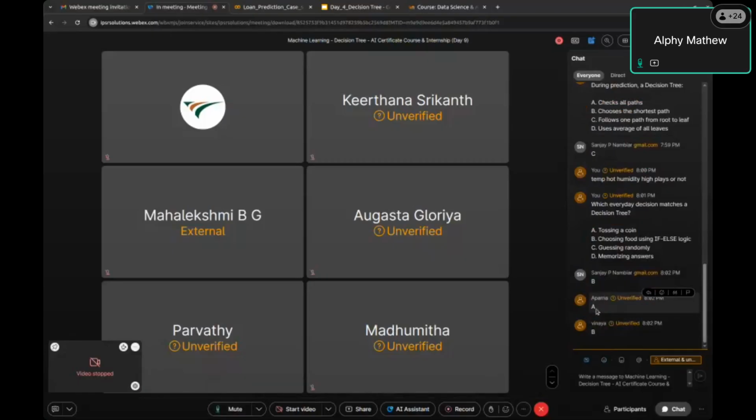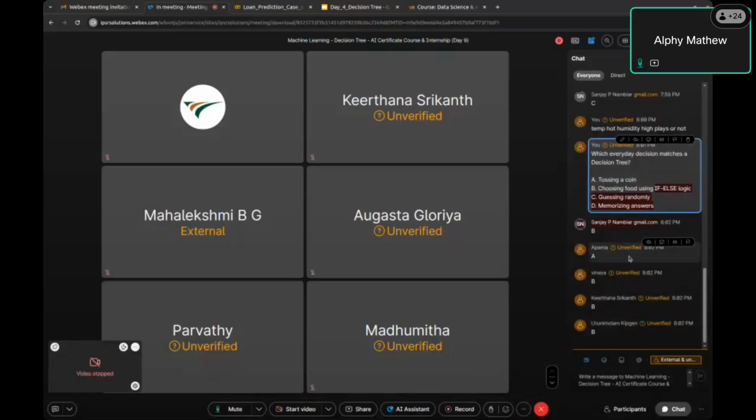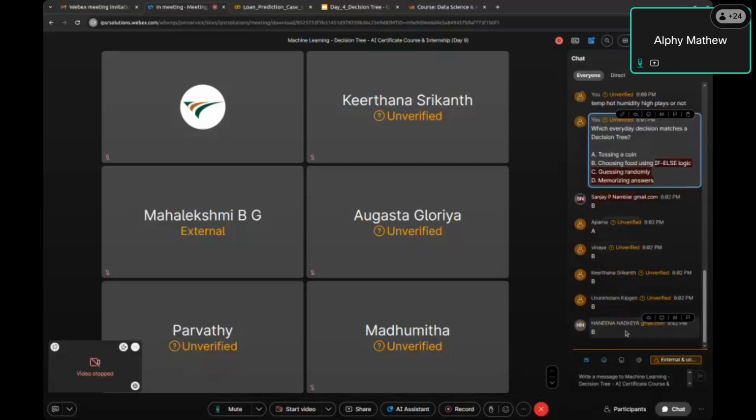Aparna says that it is A. A is tossing a coin. Which everyday decision matches a decision tree? Decision tree means it's if-else logic, right? If-else rules are there. Okay. Option B is the correct answer. Okay, fine. So that's it.